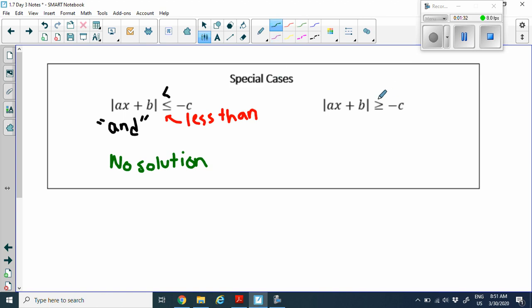So now let's go to when we have the greater than. You could either have greater than, or greater than or equal to a negative number. Remember, this is our or problem because this is greater. So when we have the greater than symbol and it's to a negative C, what that means is there are going to be infinitely many solutions.